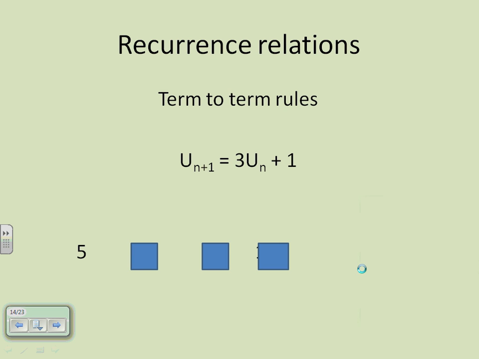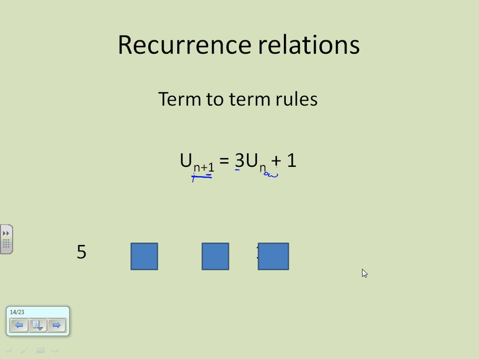The last type of sequence to look at then is the recurrence relations one, and sometimes people are a bit worried about what this formula means. I like to read this as: the next one is equal to 3 times where we are now, add 1. So the next one is 3 times where we are now, add 1.